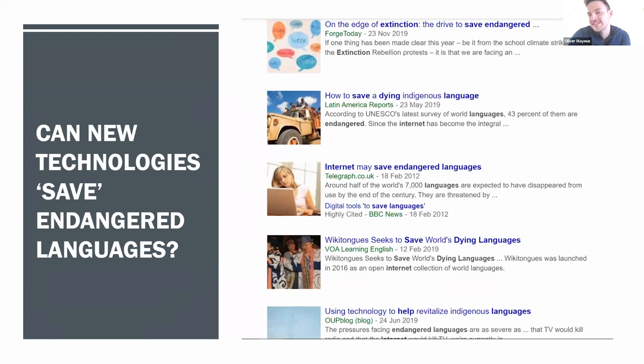Actually, it sounds very simple to say that the internet may save dying languages, as you see in this headline. But actually, what does that mean? How does that happen? Is it simple or is it complicated? Is an app enough to save a language?